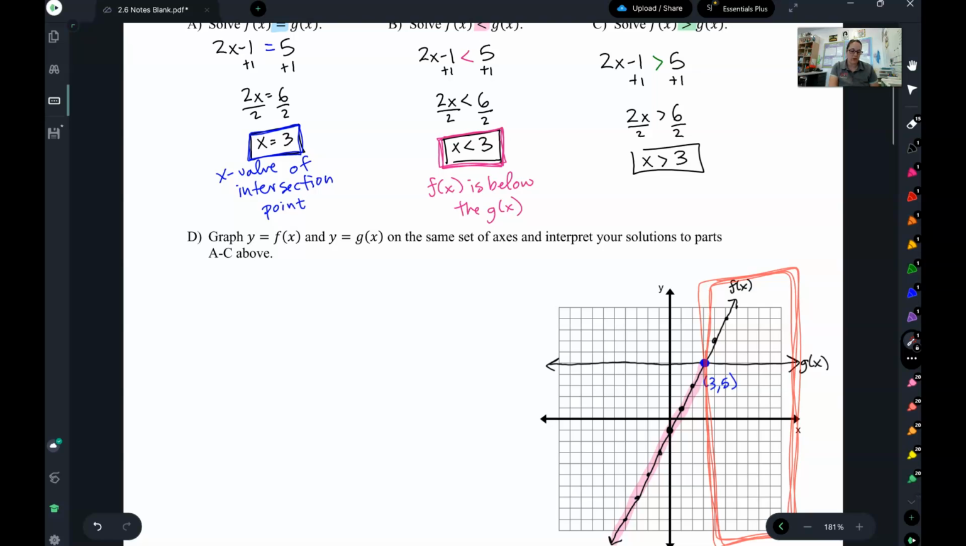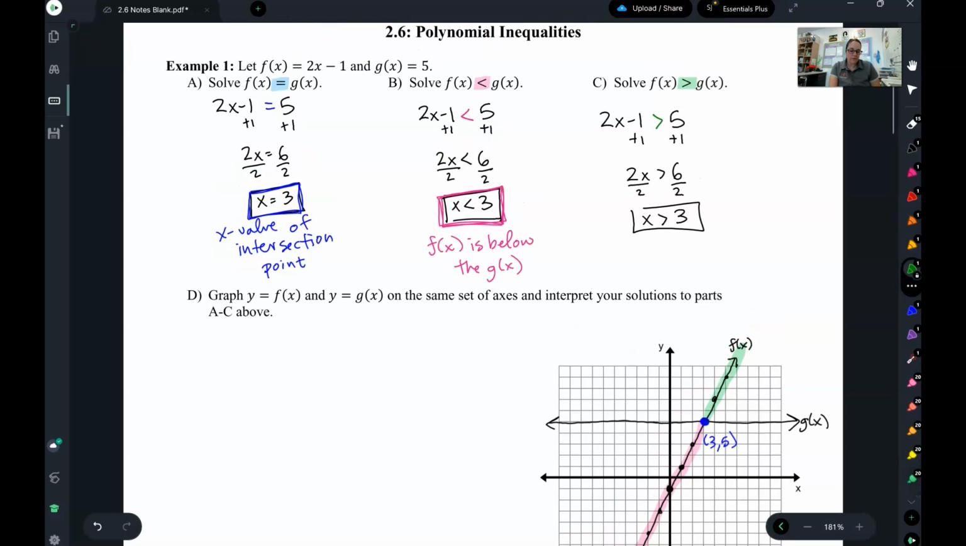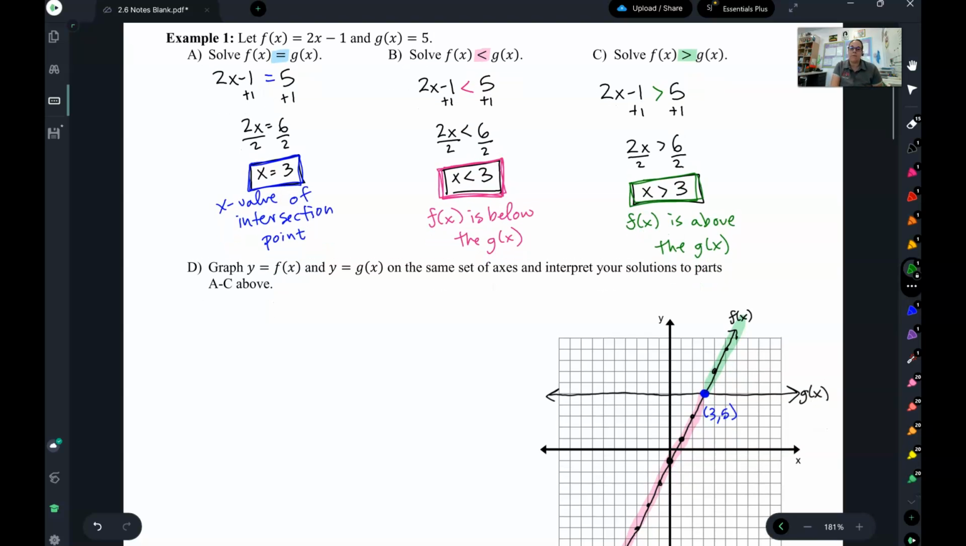This is the section of the graph where f of x is greater than or above g of x. You can see that right here. This is where f of x is greater than or above. So when we're finding x greater than 3, that is where f of x is greater than or above the g of x graph. So visually, that's what's going on: we're finding where graphs are above or below a certain point. That's what inequalities are.